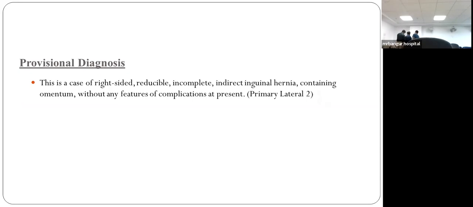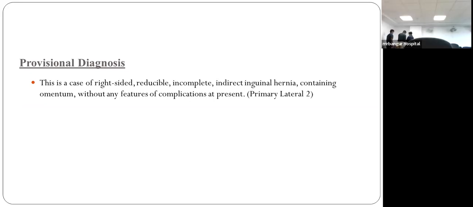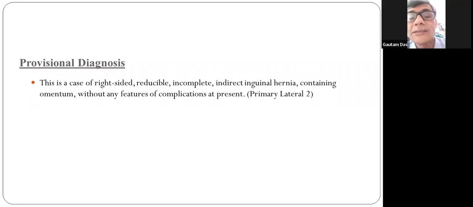then that means this is a negative test, and that is the direct inguinal hernia. No, it's not a positive test, it's negative. And if it does not appear, then it's a positive test, and that is the indirect inguinal hernia. Yes, you have to be very clear regarding this.